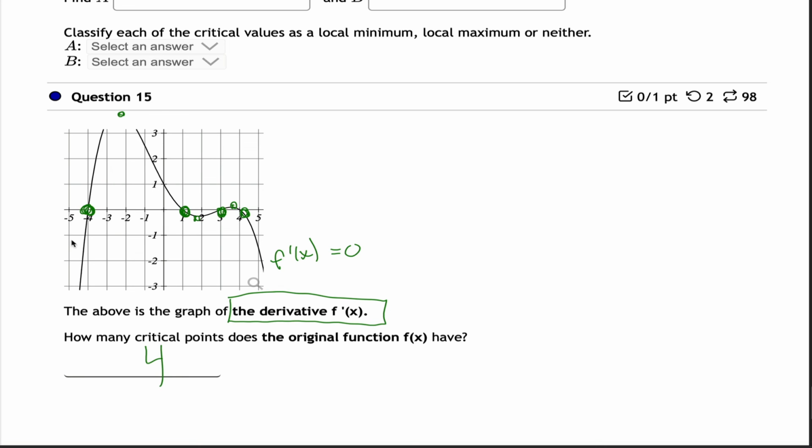If this were f that was pictured, if it said the above is the graph of the function f, how many critical points does it have? Your answer would 100% be 3. 1, 2, 3. But it's not. This is not the function. It's the derivative. So you get 4. A little bit tricky. Hope that's helpful.